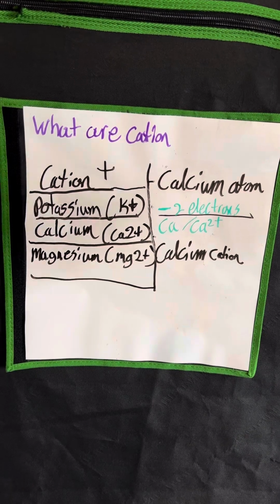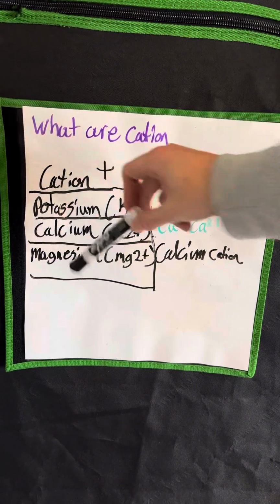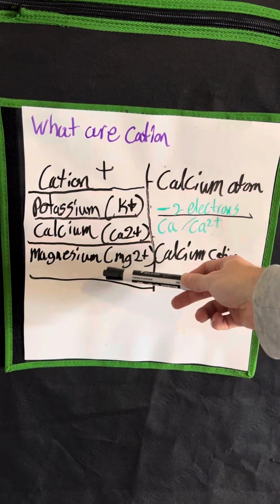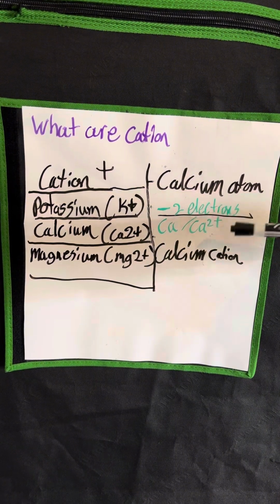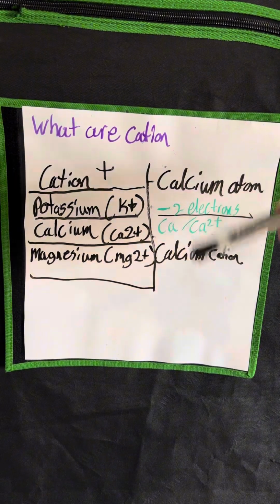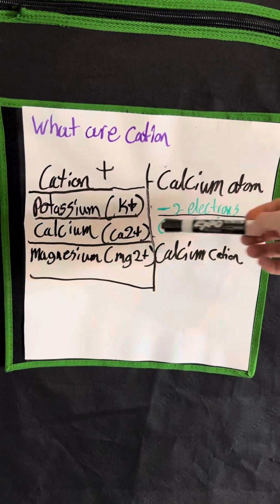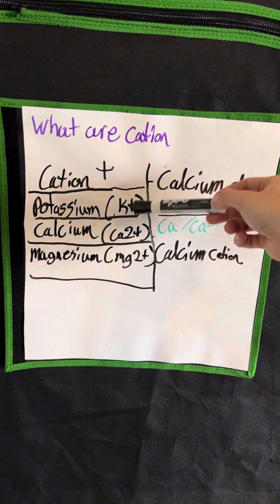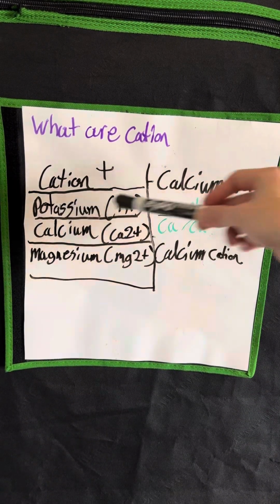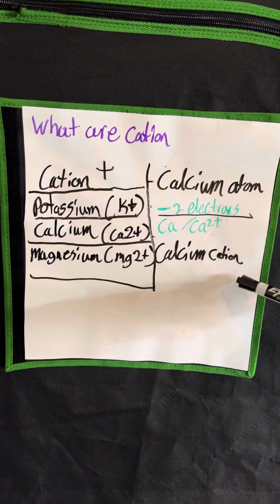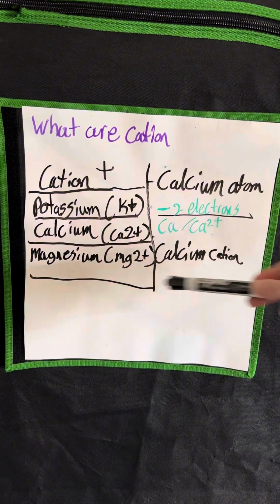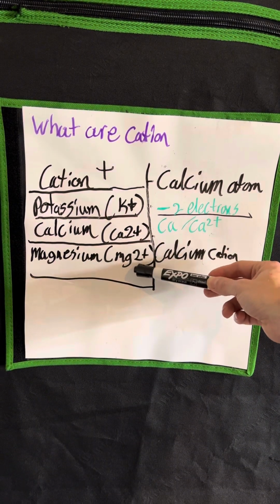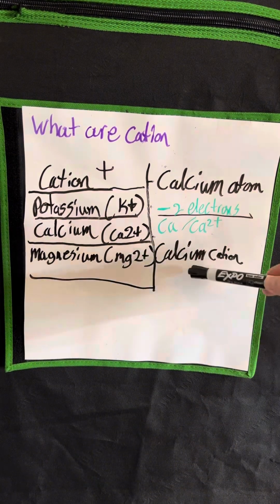All right, so for another example, we have potassium, calcium, and magnesium. Before, these would just be a potassium atom, a calcium atom, and a magnesium atom. But they lose or gain electrons to stabilize themselves. Potassium would lose 1 electron to become positive, so the potassium atom becomes a potassium cation. Same thing with calcium, which loses 2 electrons, and magnesium also loses 2 electrons to become positive, making it a magnesium cation.